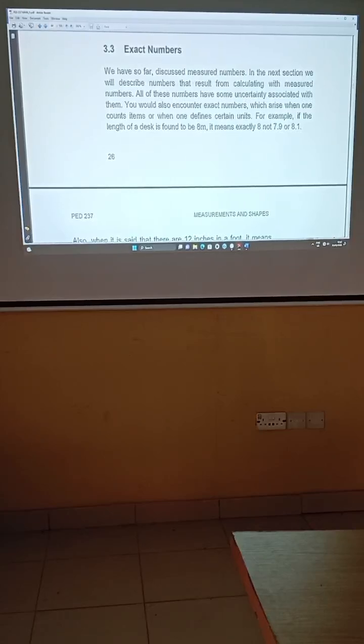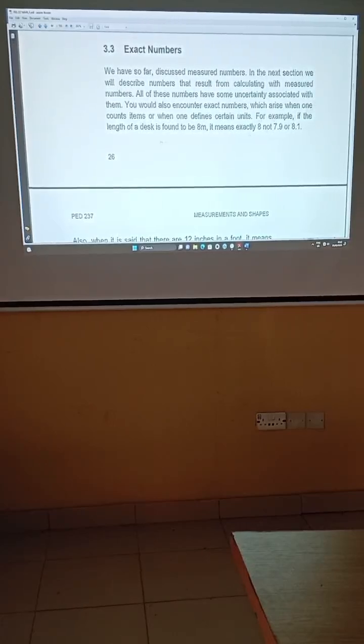We have so far discussed measured numbers. In the next section, we will describe numbers that result from calculating with measured numbers. All of these numbers have some uncertainty associated with them. You would also encounter exact numbers which arise when one counts items or when one defines certain units.